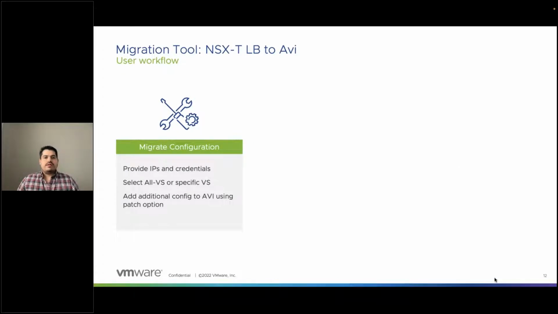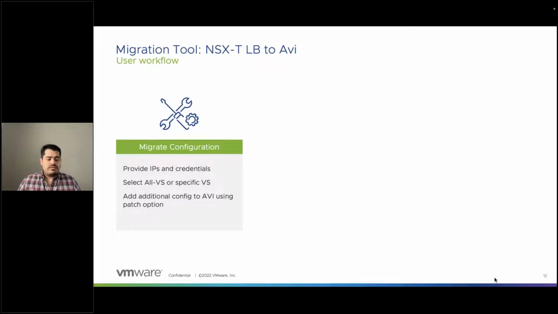So talking a little bit about the migration tool itself. The migration tool is actually working in 3 different stages. On the first stage, what are we going to do with the app? We are going to pull all the configuration from NSX, analyze that configuration, understand it with the tool, translate it to Avi, and push it.